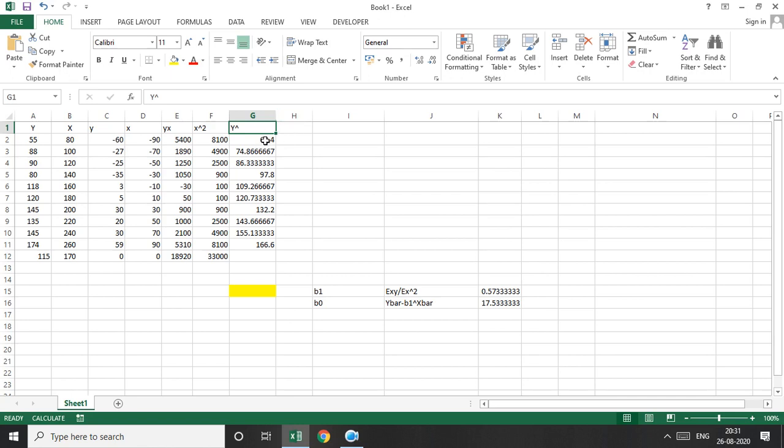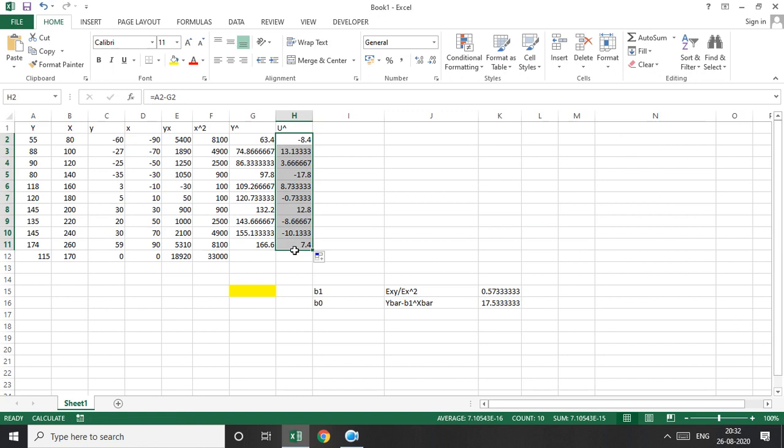Now this is y, and this is y cap. You can see the differences between y and y cap. The difference between y and y cap is known as u cap, the errors. So in the first case, what is the error? This is the actual value, but we have overestimated, so there is an error of minus 8.4. You drag it for all.